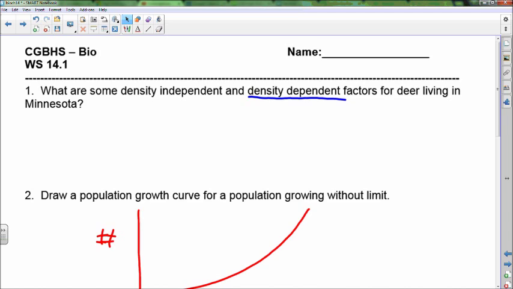Independent factors, the main independent factor is going to be the cold weather in the wintertime. That's kind of the main thing that we would think affects deer. You may have some other things there, but just remember that density-dependent is going to change based on the number of deer in the population, whereas density independent, it isn't going to matter. Natural disasters would be another one that you could put under density independent.